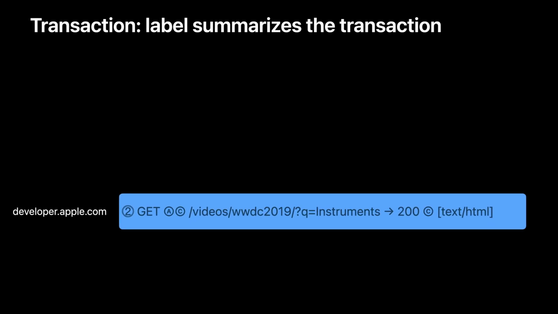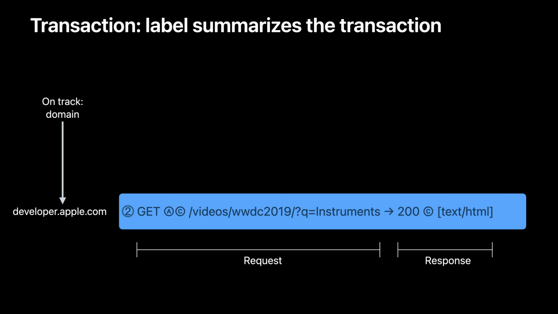Just like for the task, the transaction label gives you an overview of the transaction. Mainly, you get information about the request and the response. The track hierarchy tells you the domain that is requested, while you can find the path and query on the label itself.